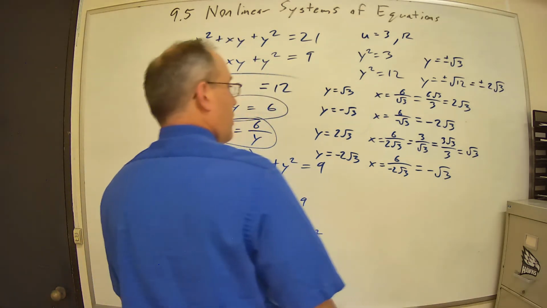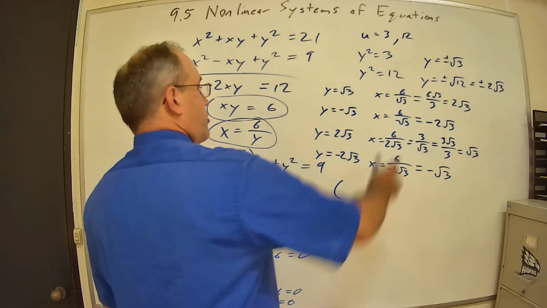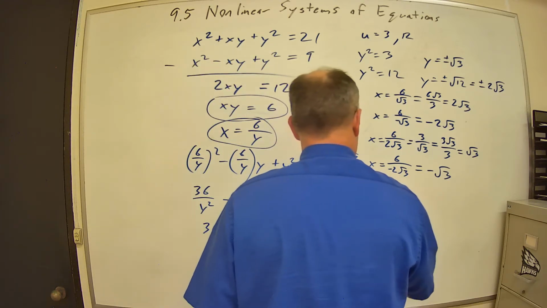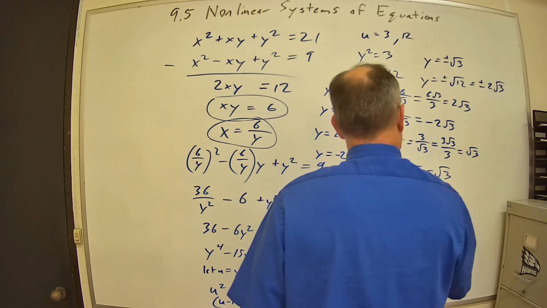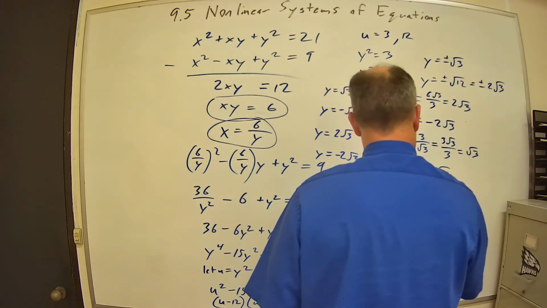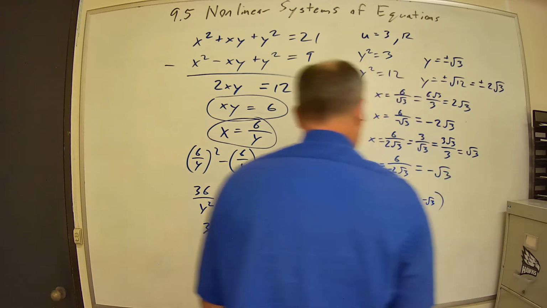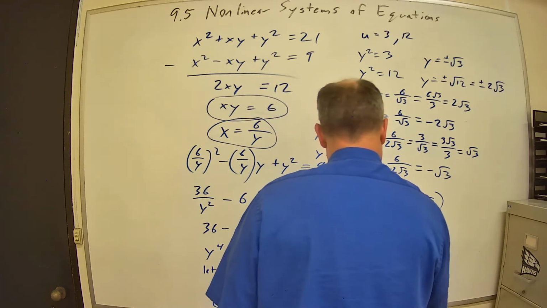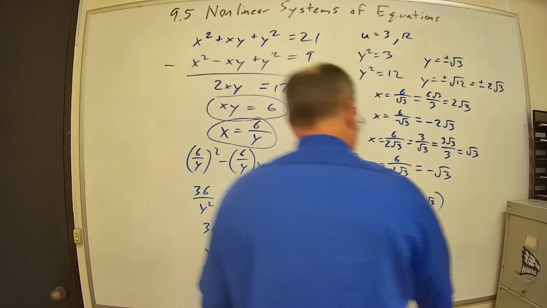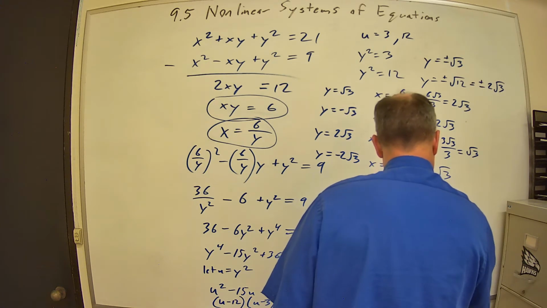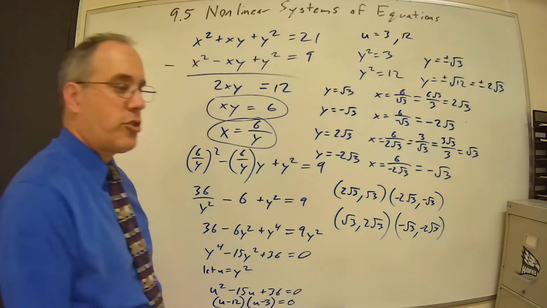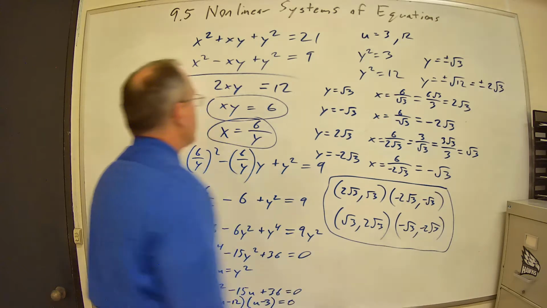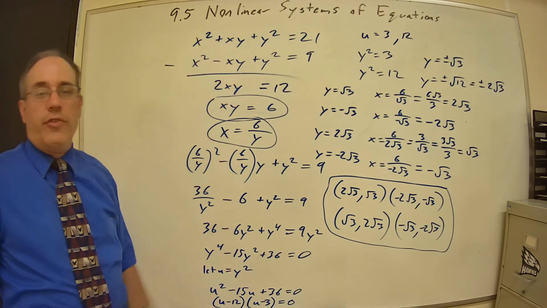So, starting from the top, x is 2 square root of 3, y is square root of 3; negative 2 square root of 3, negative square root of 3; square root of 3, 2 square root of 3; and negative square root of 3, negative 2 square root of 3. So we find 4 solutions to this set of nonlinear equations.